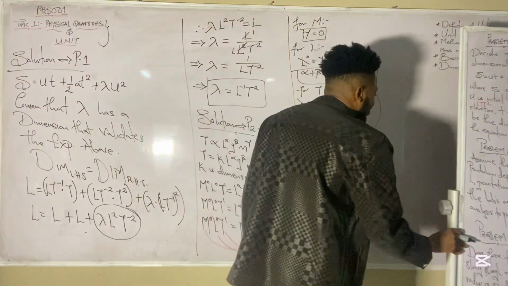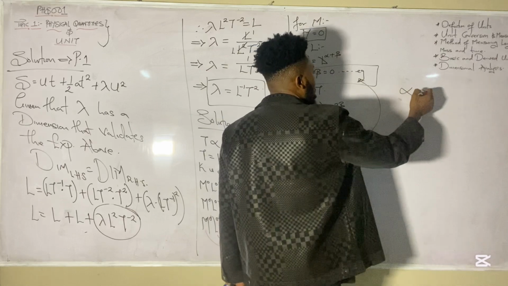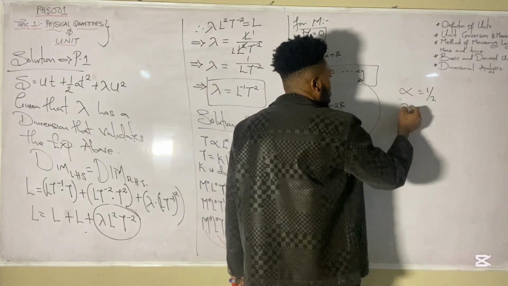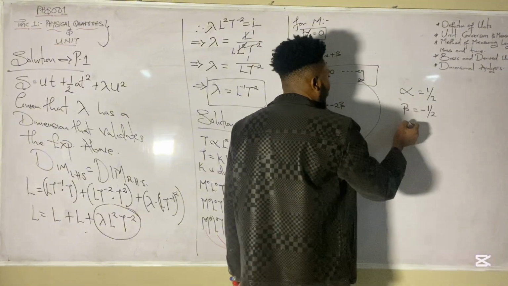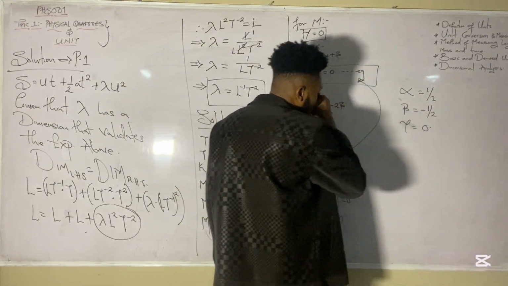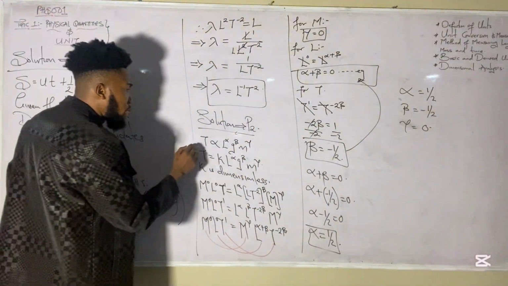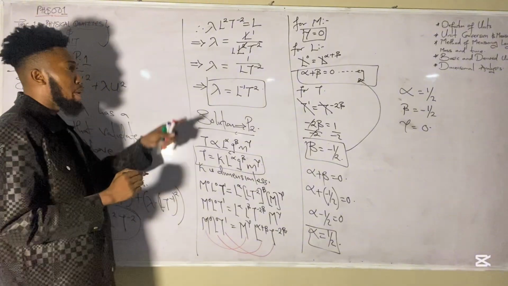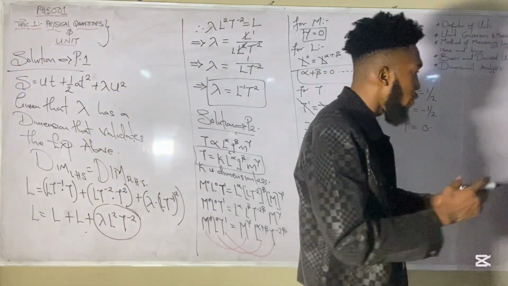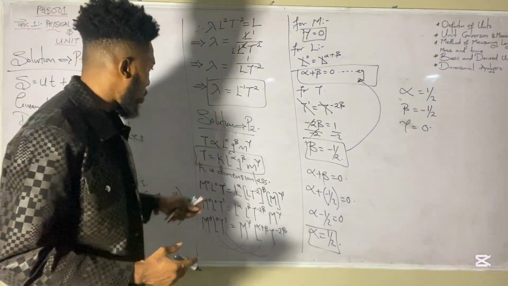So therefore, we can now conclude and state that our alpha by solving was equal to 1 over 2. Our beta was equal to minus 1 over 2. And our lambda was equal to 0. Now, when you have done something like that, you come to this place here and impute all those values inside to get the expression they're asking you for. Because the question was asking you for the relationship, the expression. So what do we now have from here now?